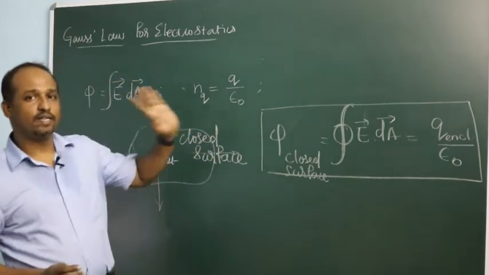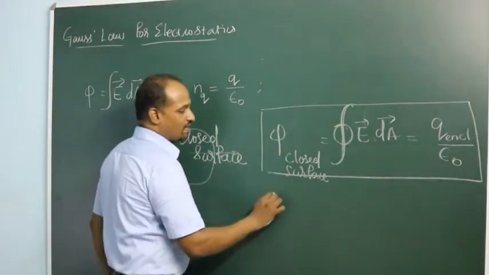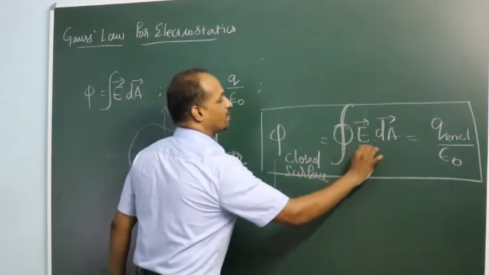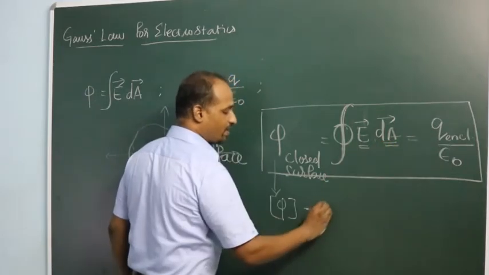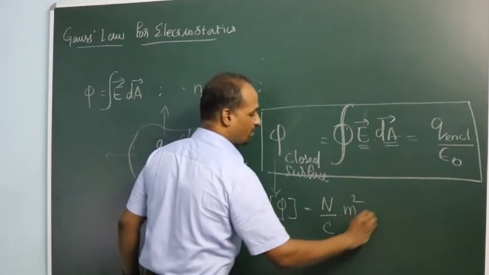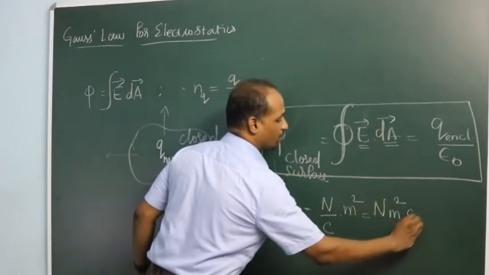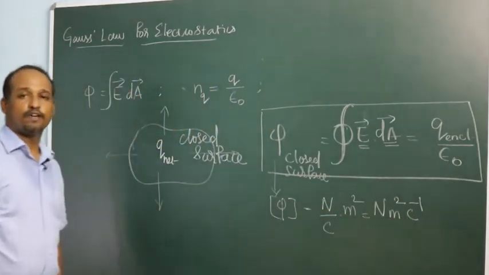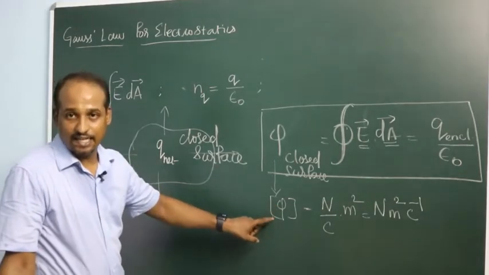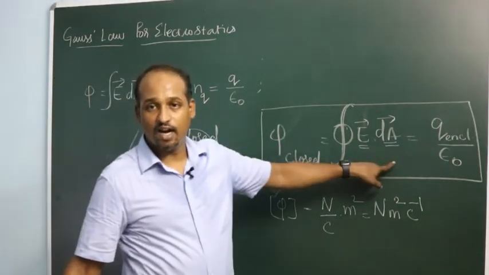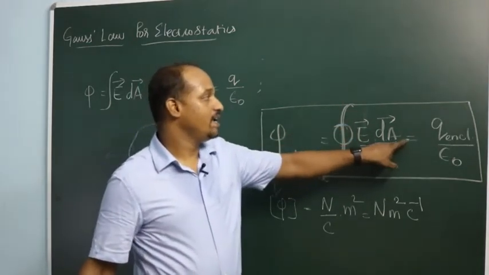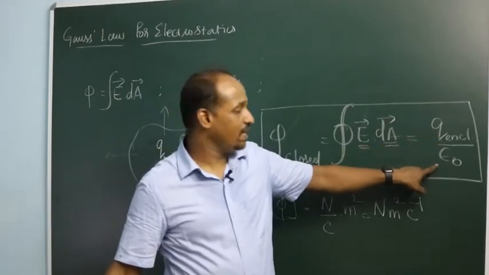So with one thing we will close our discussion. Flux unit. The unit of electric flux is the unit of electric field into unit of area. Electric field is Newton per Coulomb. Area is meter square. So the unit of electric flux is Newton meter square per Coulomb. Know that electric flux is a scalar, whereas electric field and area are vectors, and the integral around the closed surface of E dot dA is equal to Q enclosed by epsilon naught.